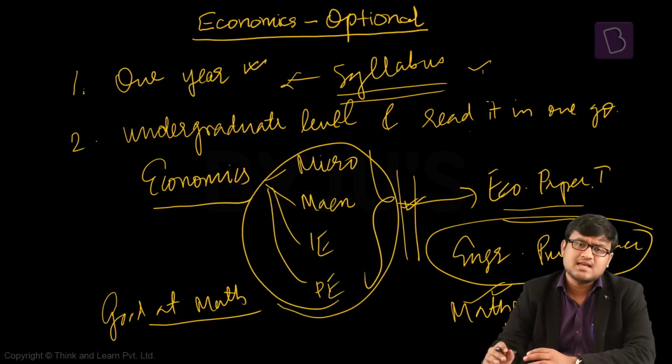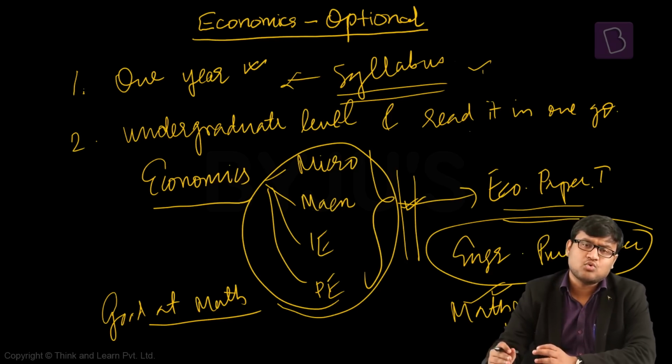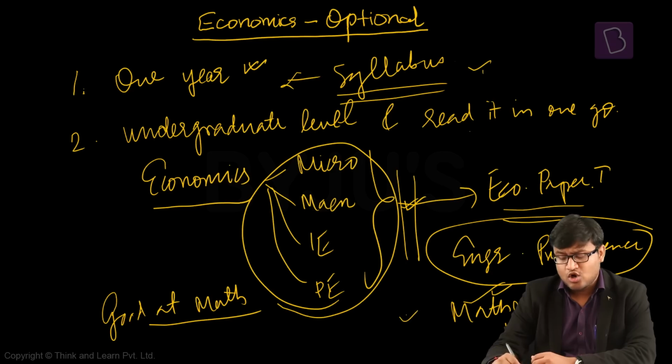So there is no such thing as one particular optional being scoring, because if you see the trend this year, almost every optional topper has got 300 plus marks and there is no difference between the different subjects. Therefore, choose your optional very wisely before you start preparation for this exam.